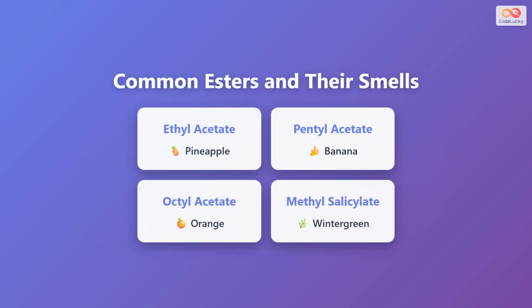Different esters have different characteristic smells. Ethyl acetate smells like pineapple. Pentyl acetate has a banana-like aroma and is often used in artificial banana flavoring. Octyl acetate gives an orange scent. Methyl salicylate has a wintergreen smell and is commonly used in pain relief creams and liniments. These pleasant fragrances make esters valuable in the food and cosmetics industries.